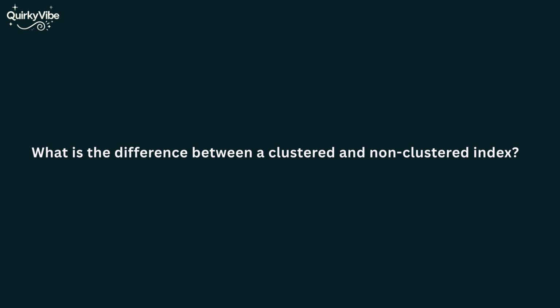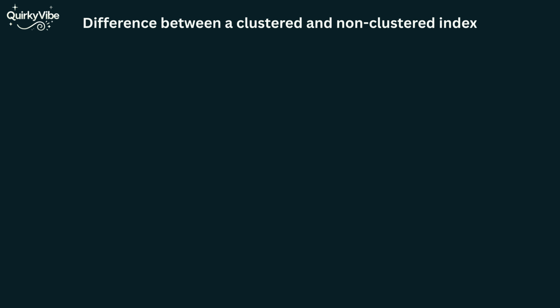What is the difference between a clustered and non-clustered index? First, what is an index? Think of an index like a shortcut. It helps the database find data faster, just like an index at the back of a book helps you find a topic quickly. Now, let's understand the two types.